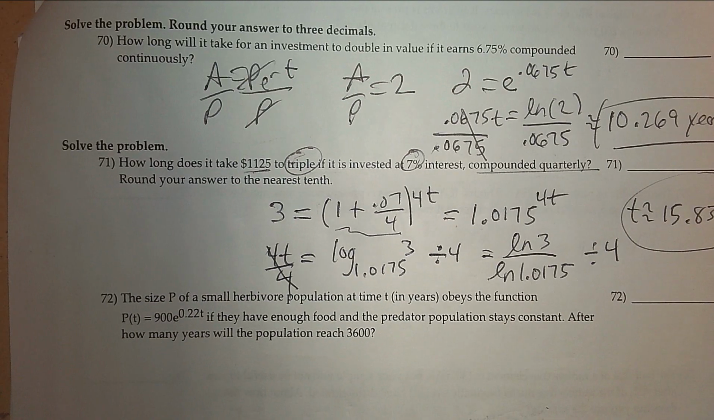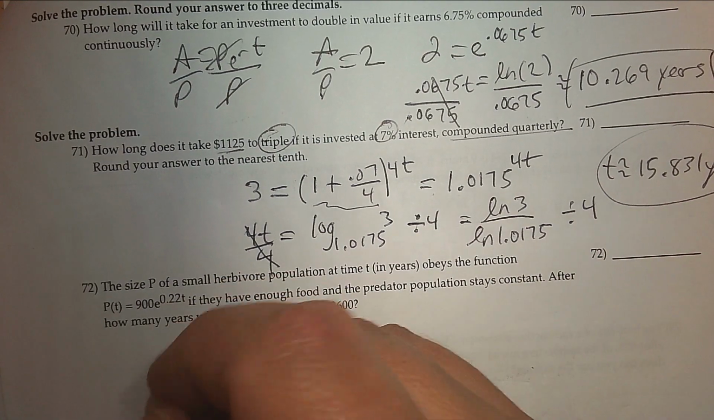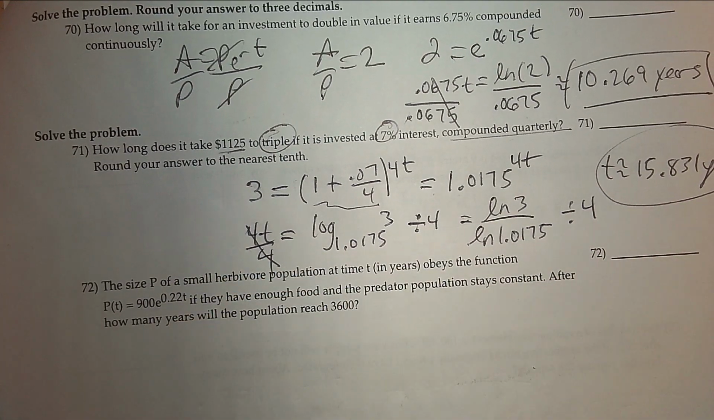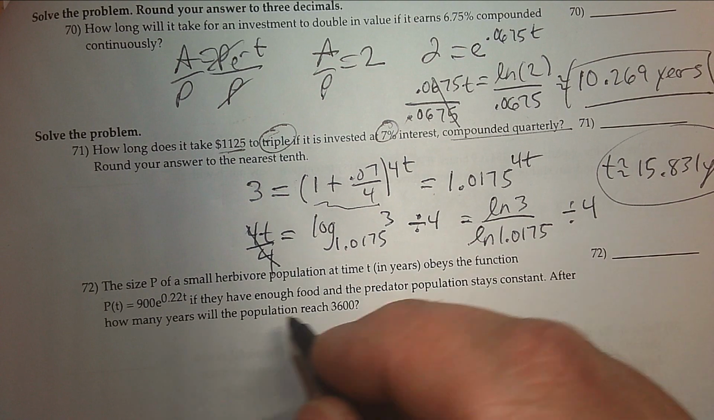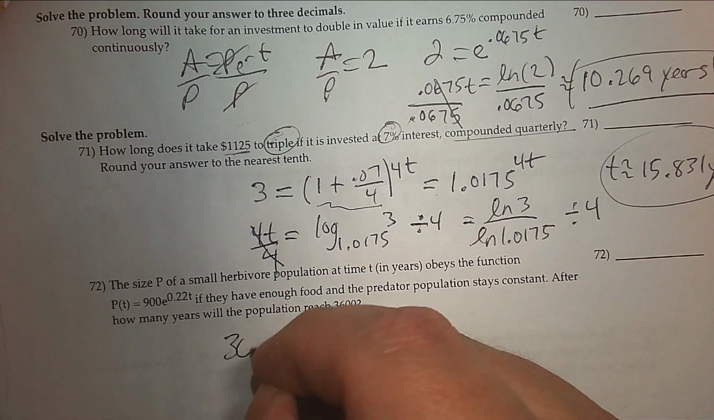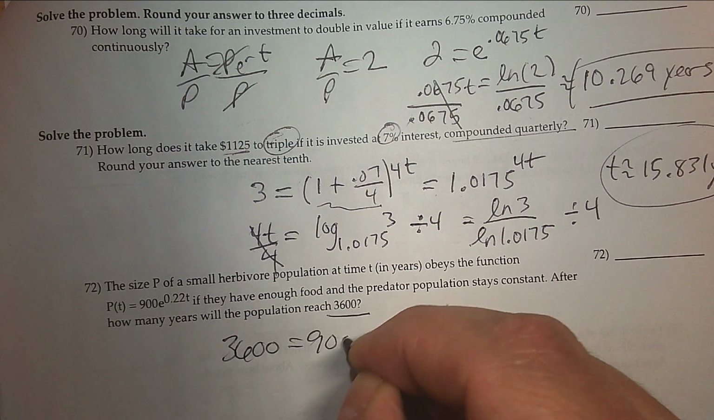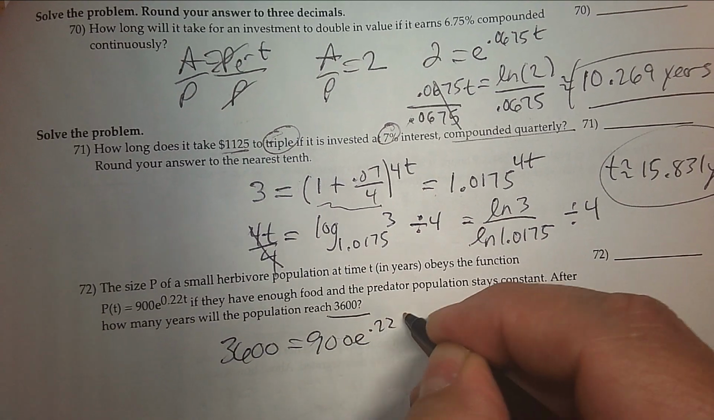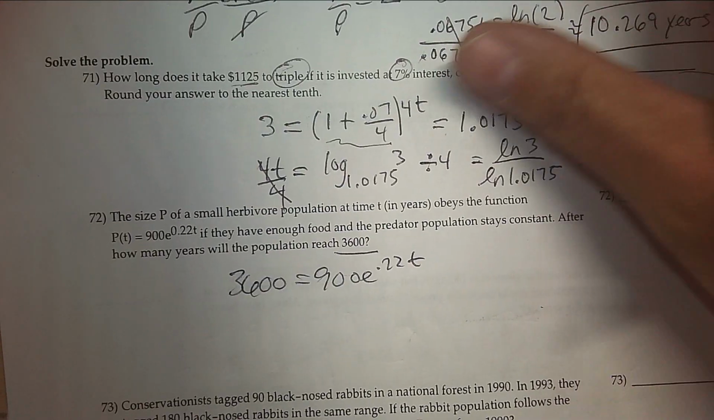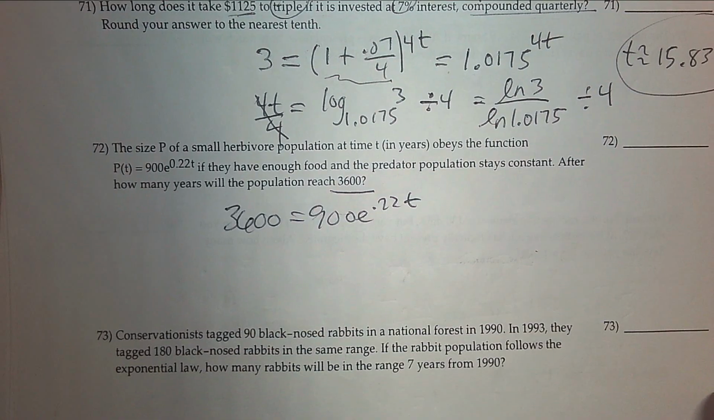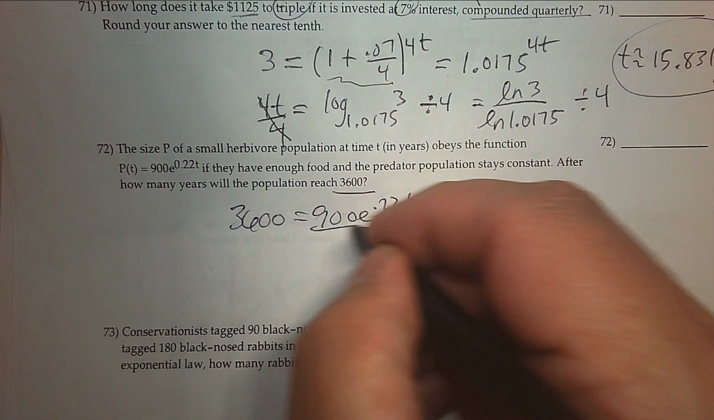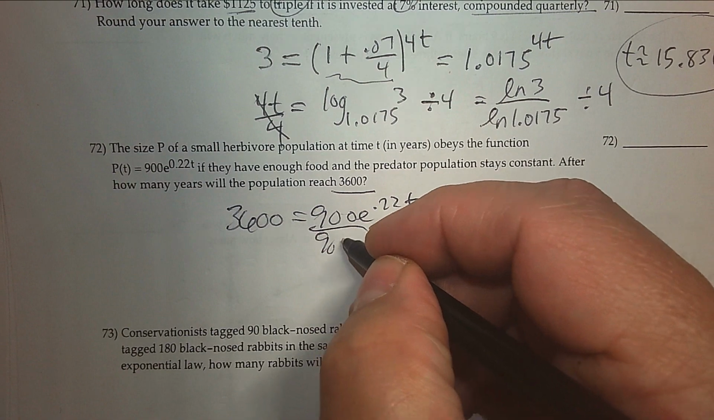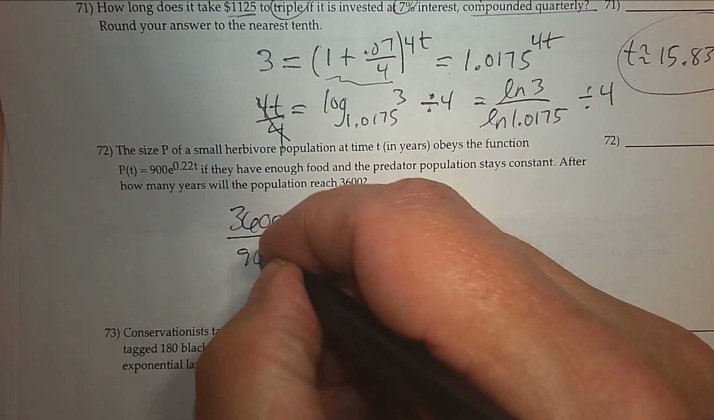A small herbivore population obeys that function. If they have enough food and so on, after how many years will the population reach 3,600? So first I set it up with the equation given. I'm solving for t. So step 1 is to divide by 900. That goes in evenly. That's 4.